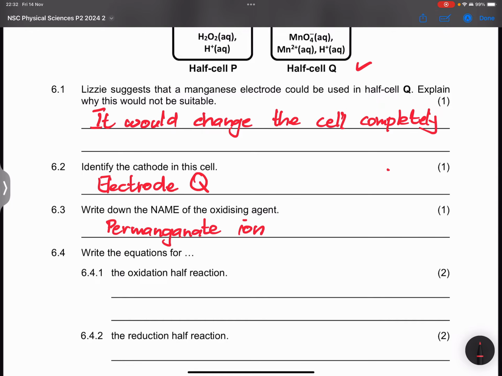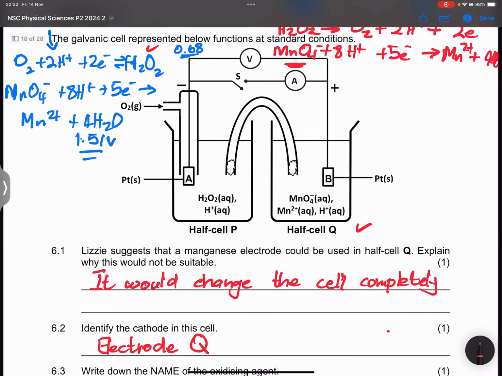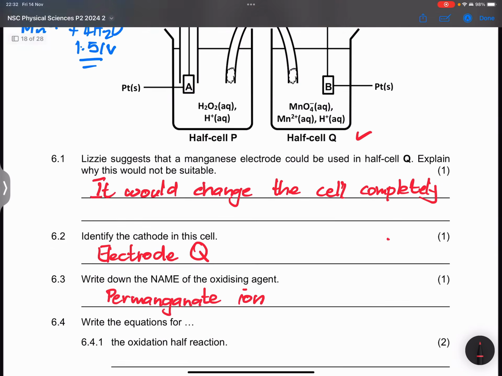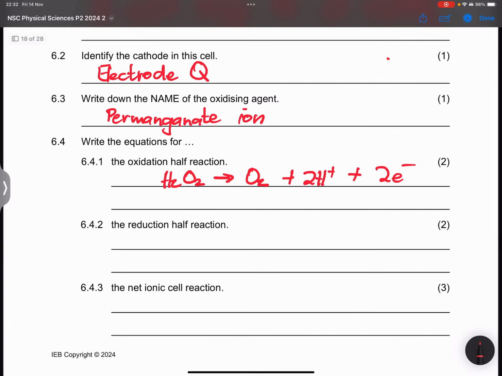Okay, and then they say to us write down the equation for the oxidation half reaction. This is where these reactions I was writing earlier come in. So that would simply be H2O2, which will give us O2 plus 2H plus plus 2 electrons.